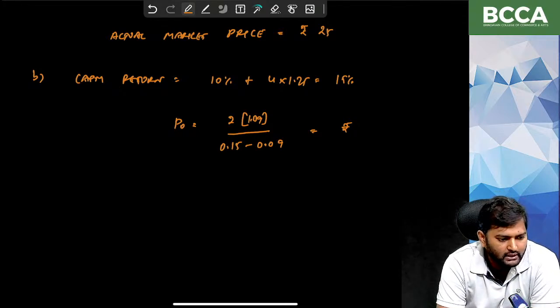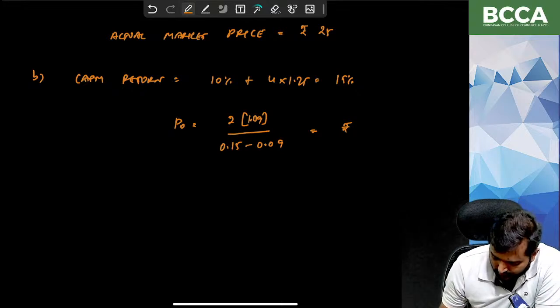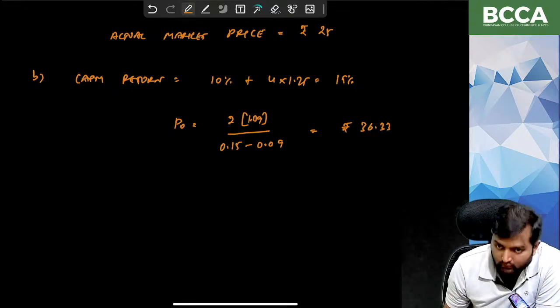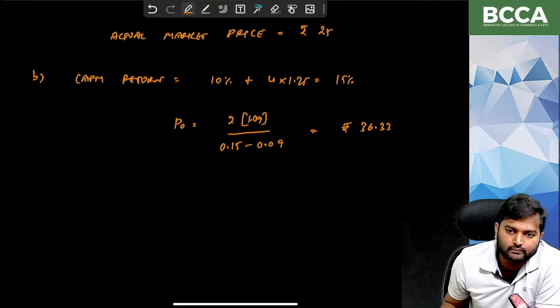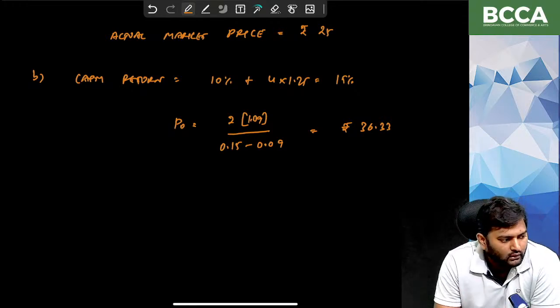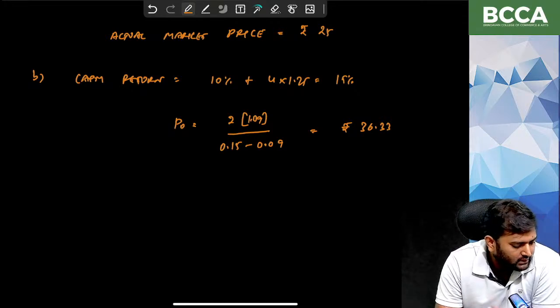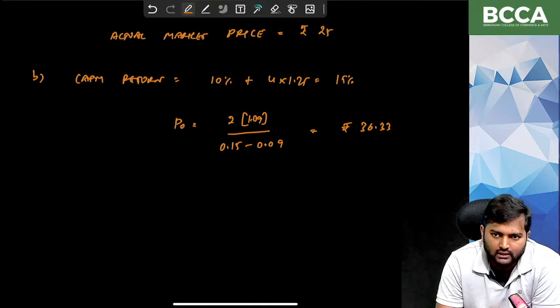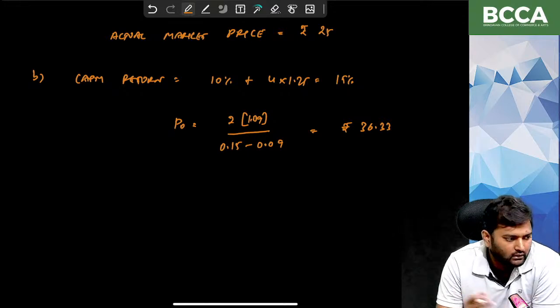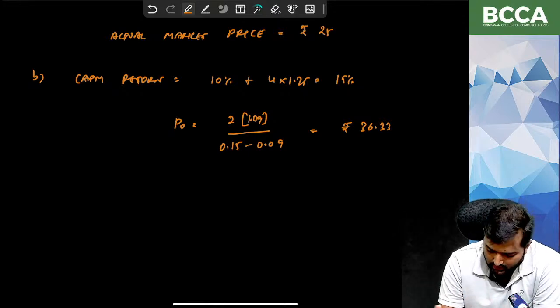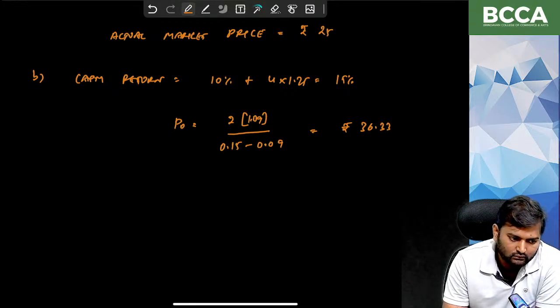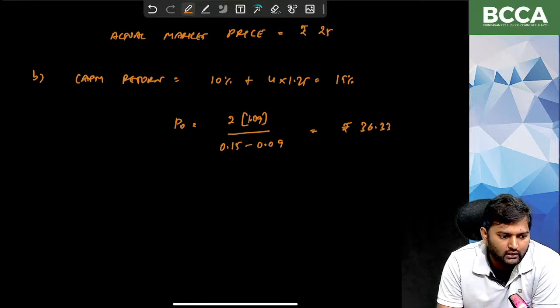Tell me the answer, please, everyone. 2 into 1.09 divided by 0.15 minus 0.09, 36.33. So in our perception, the price of a share is 36.33 as per our theory. As per capital asset pricing model, the price of a share must be 36.33, but whereas the share price in the market is 25. The share is available at rupees 25.